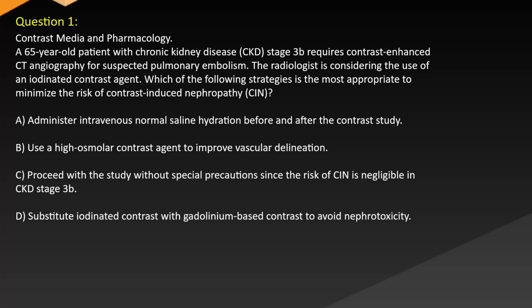Question 1. Contrast media and pharmacology. A 65-year-old patient with chronic kidney disease, CKD, stage 3 requires contrast-enhanced CT angiography for suspected pulmonary embolism. The radiologist is considering the use of an iodinated contrast agent. Which of the following strategies is the most appropriate to minimize the risk of contrast-induced nephropathy, CIN?